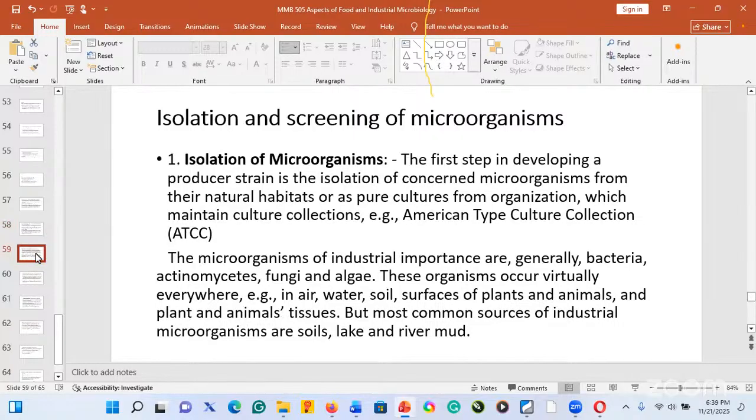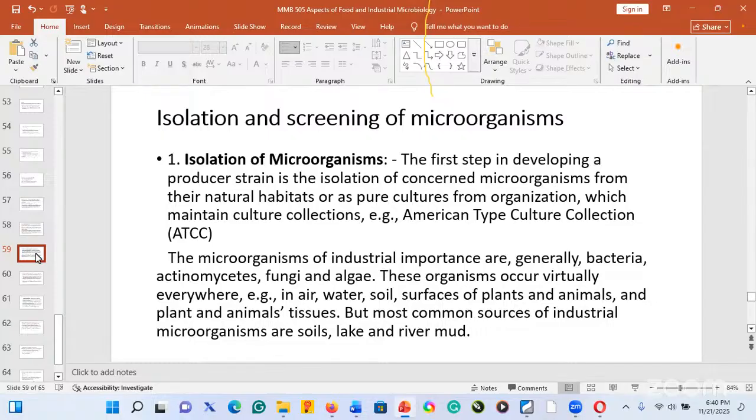Now, how will this organism be isolated? The first step in developing a producer strain for industrial microbiology is the isolation of the concerned microorganism from its natural habitat.